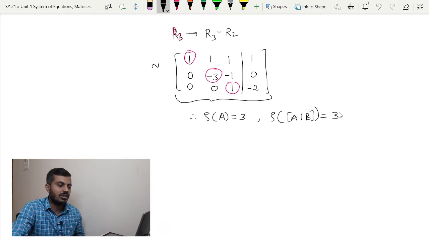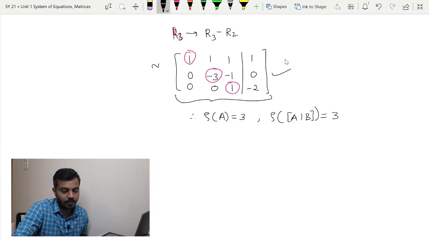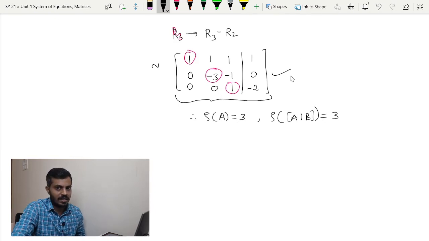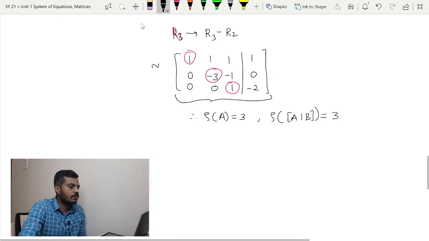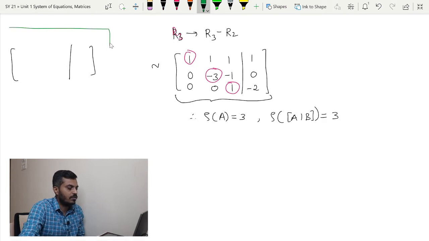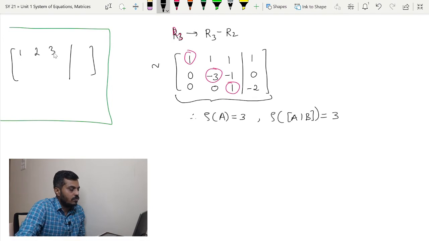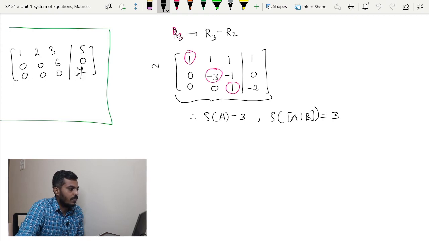Now you might have a question in your mind, whether the rank of A and the rank of the augmented matrix are always equal. That is not the case. Let me show you. Suppose I am having my augmented matrix somewhat like this. This is rough work, so here I will do it. Suppose 1 2 3 5, 0 0 6 0, 0 0 0 and 7.